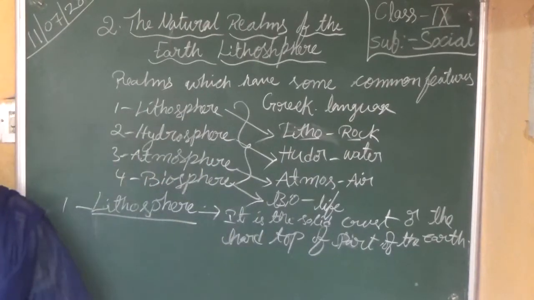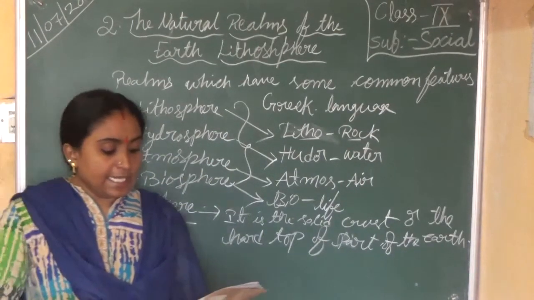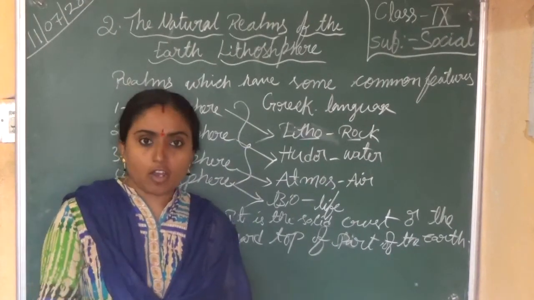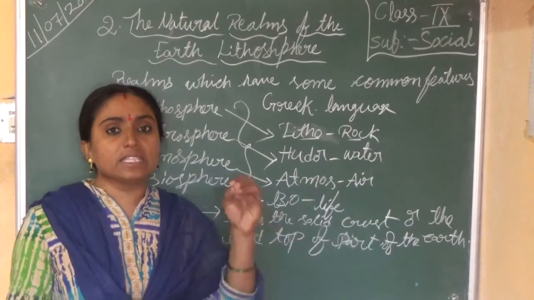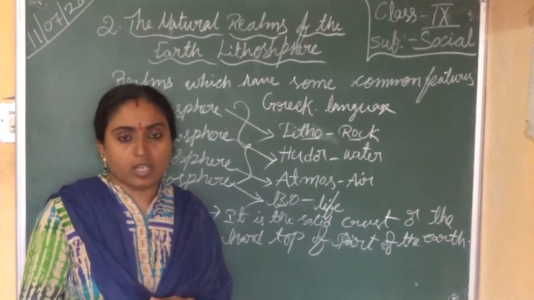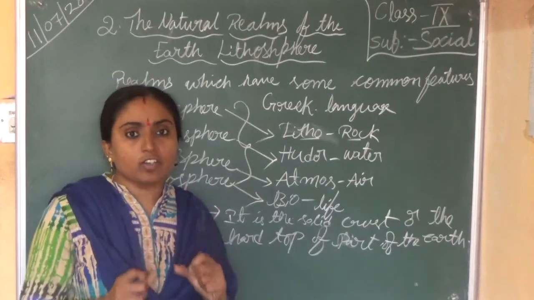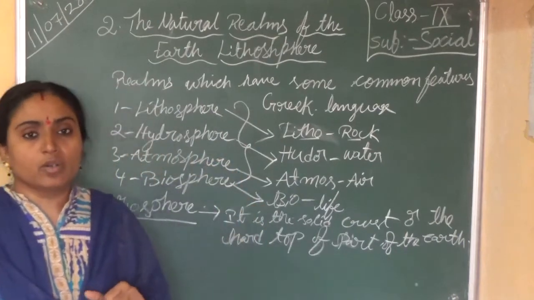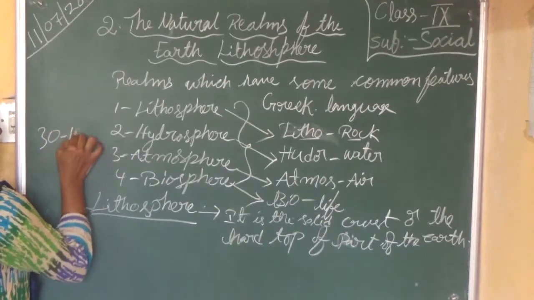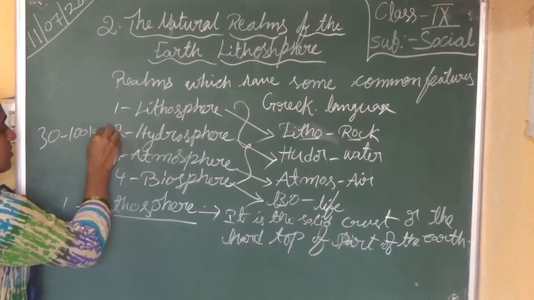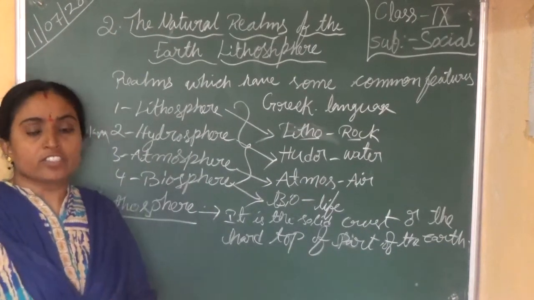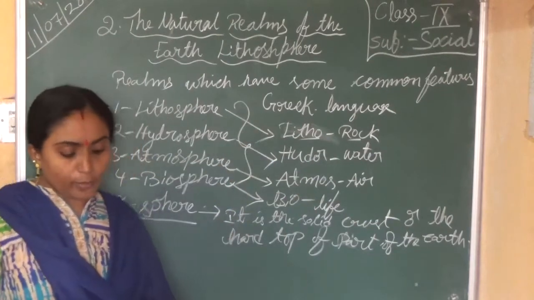See, it is the solid crust or the hard top part of the earth. It is made up of rocks and material and covered with a thick layer. It is made up of big and hard rocks, and it forms a thick layer on the earth. The crust, how many kilometers do we have? The crust layer is 30 to 100 kilometers. In Greek, just now I told you, litho means what?